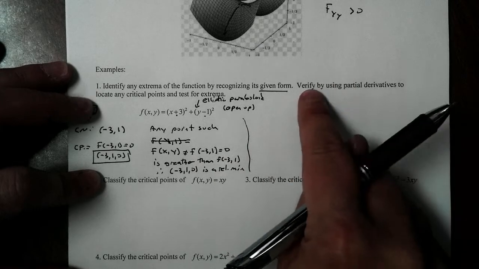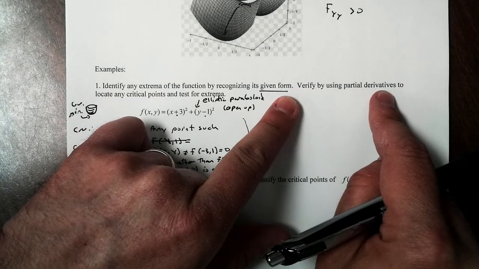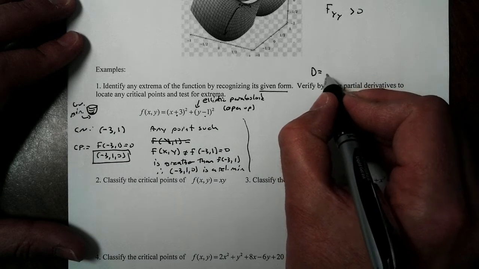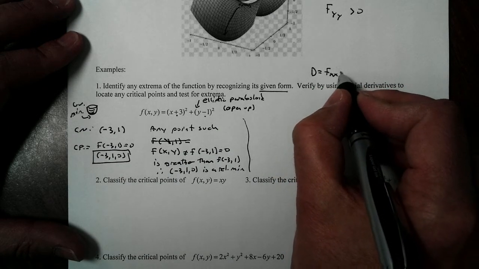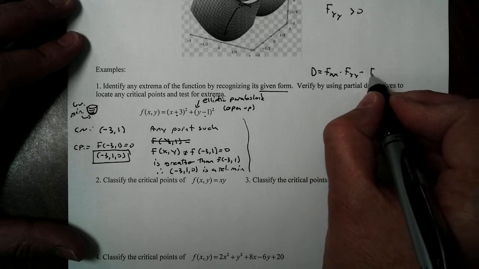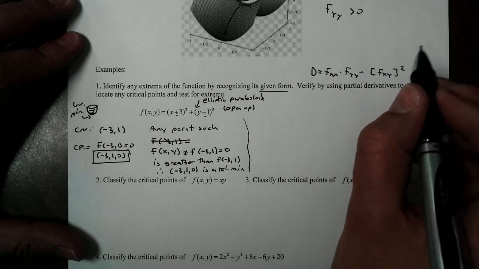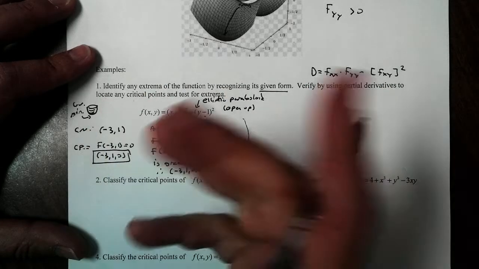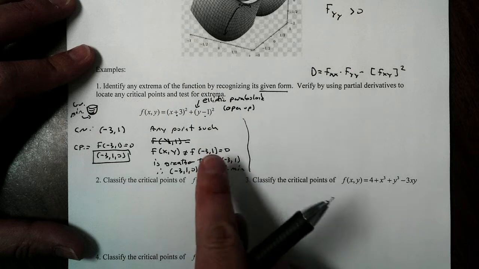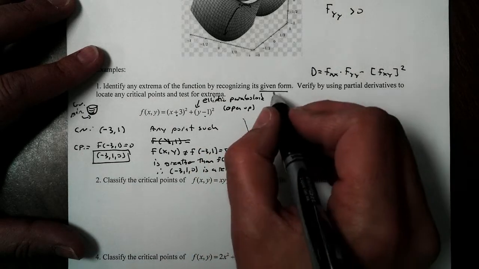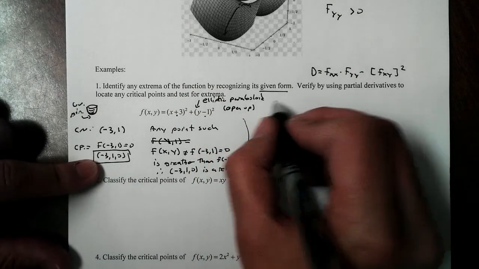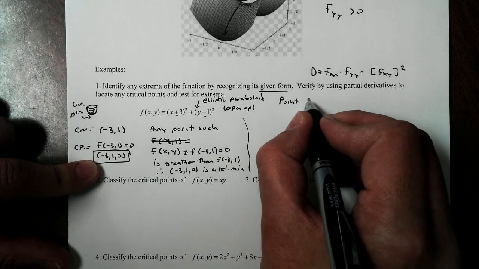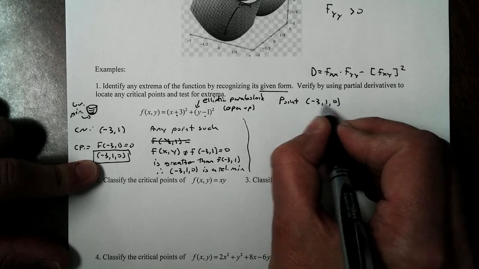But now let's verify this. Let's see if our partial derivative formula works. Remember, our formula was D is fxx times fyy minus fxy squared. We want to see if our test will also give us a relative minimum. We already found our critical points, so we don't have to redefine that. The point we're going to be looking at is negative 3, 1, 0.